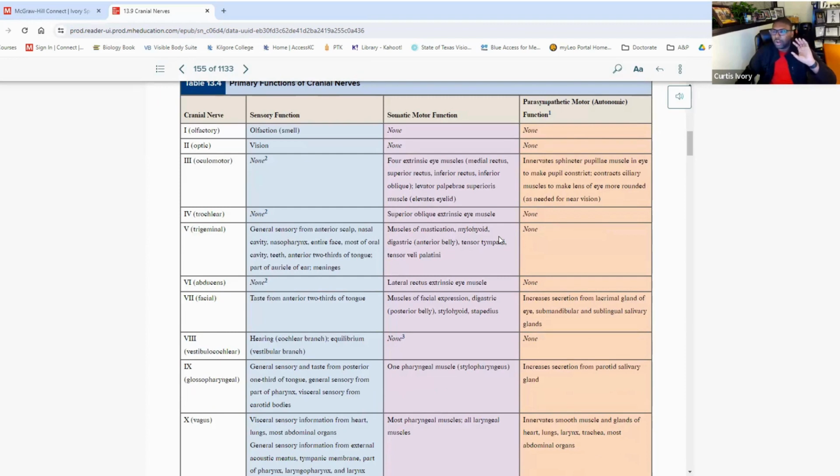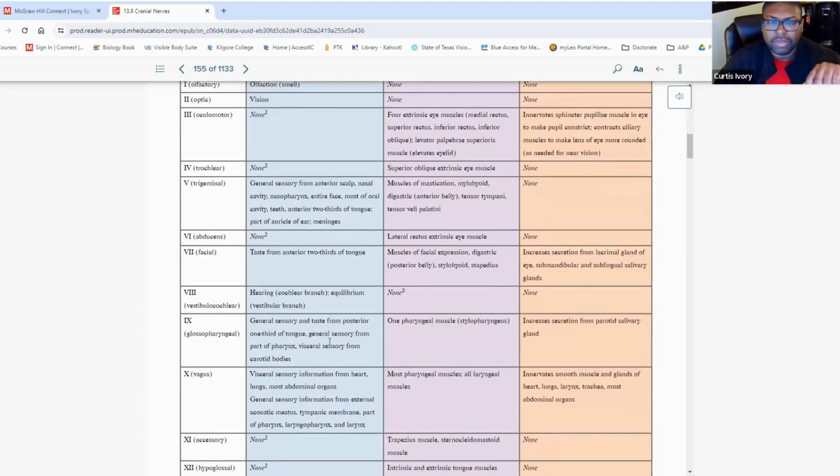Trigeminal is for mastication, so it's going to allow you to chew. The abducens, which is cranial nerve number 6, is going to help with eye movement. Cranial nerve number 7, which I know these are Roman numerals, but these Roman numerals are numbers, is for facial expressions. 8 is for hearing. 9 is for general sensory. So this is going to be around your tongue, essentially the sensory of your tongue.